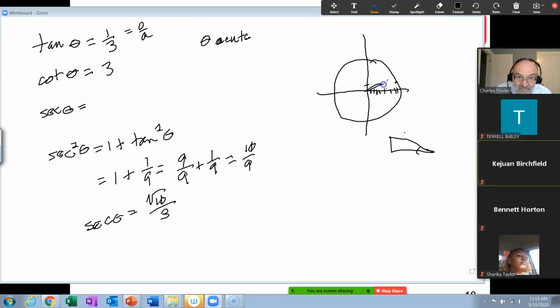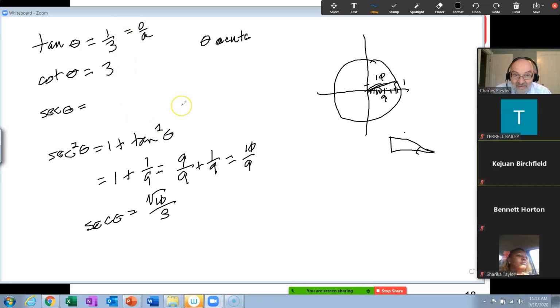It's going to be a very acute angle here. 1 is the opposite side, 9 is the adjacent side. So this is 1, this is 9, and this is 10. That's it. And then looking at that, cotangent would be, well, you know that's just 3 over 1. That was just so easy to do.